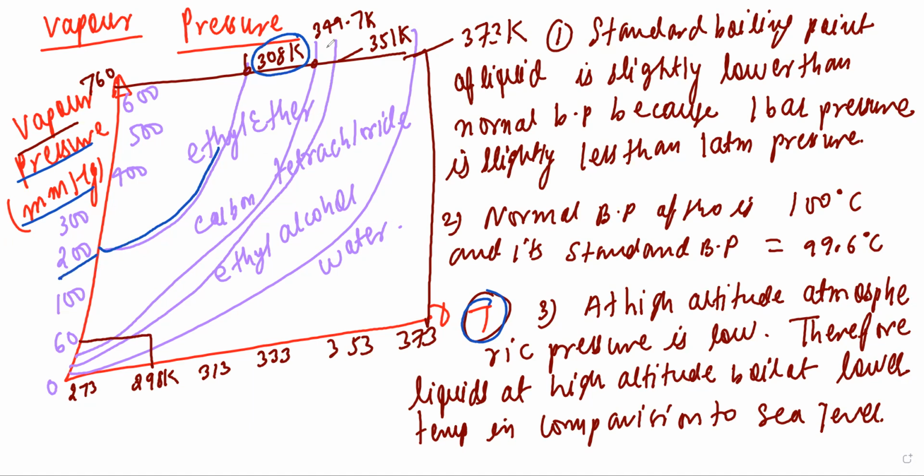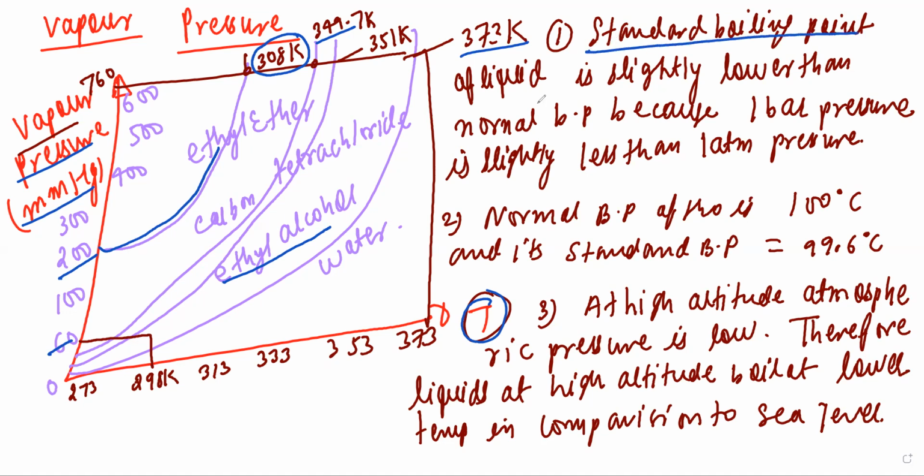And carbon tetrachloride boils at 349.11 Kelvin. It starts from below the 60 mm pressure. Similar for the ethyl alcohol, but its boiling point is higher than the carbon tetrachloride. And water boils at 373 Kelvin at a lower atmospheric pressure. So I have given the next point.